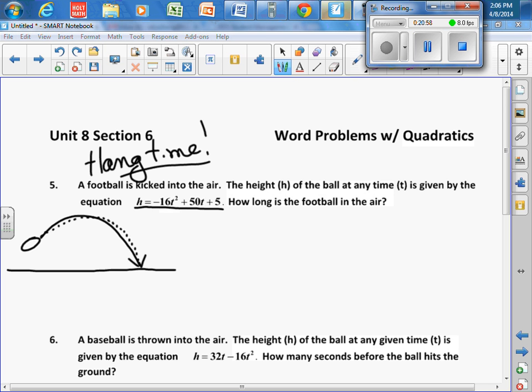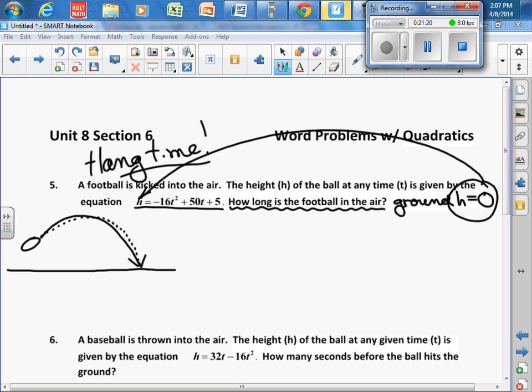Now, this is key right here. How long is the football in the air? Well, think about this. When is it not in the air? When it's on the ground, right? What's the height of the ball when it's on the ground? 0, right? So 0 goes in for the h here. So you actually have the equation negative 16t squared plus 50t plus 5 is equal to 0.